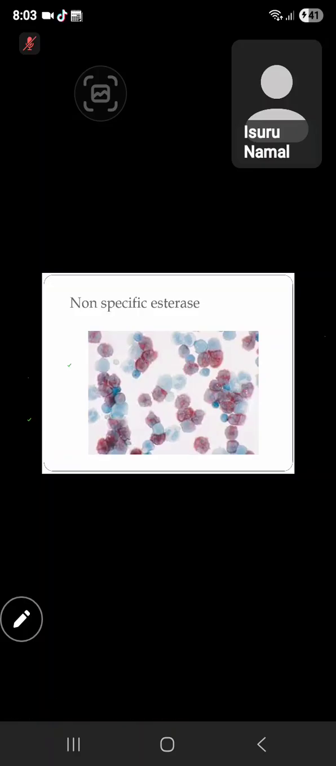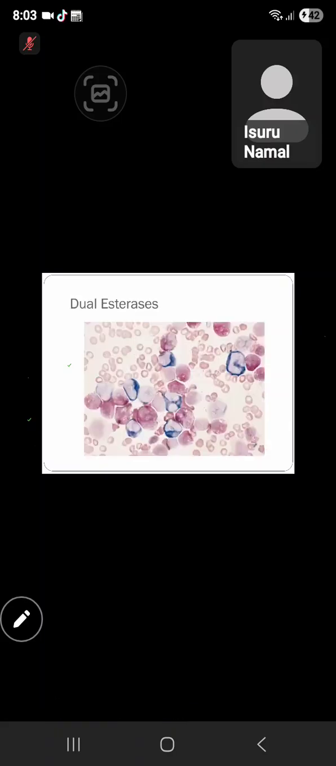By using the non-specific esterase test, you can demonstrate these blasts as monoblasts. You can identify it as monoblast. That's evidence for the further identification of AML M5, right? So this is the non-specific esterase test. Briefly, you can use NSE to differentiate monoblasts. That is what you have to know, right?